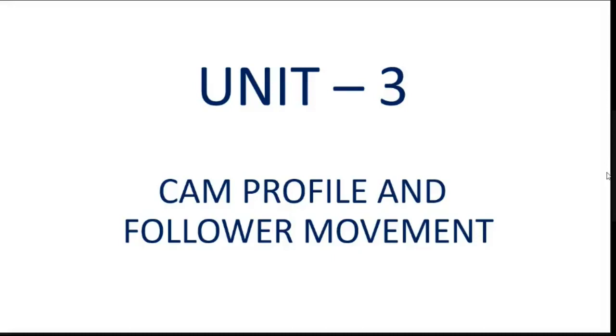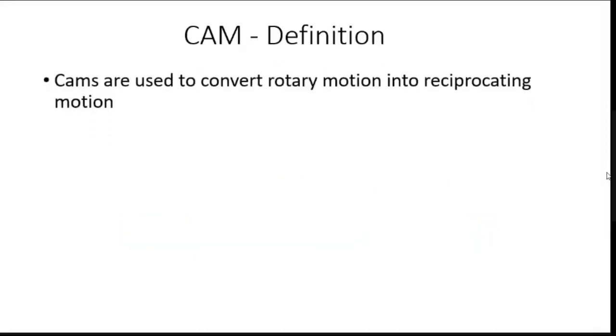First we will discuss what we mean by a cam, and what we mean by a follower. A cam is used to convert a rotary motion to a reciprocating motion. That is the purpose of a cam. If you want to convert from rotary motion to reciprocating motion, we use this cam.